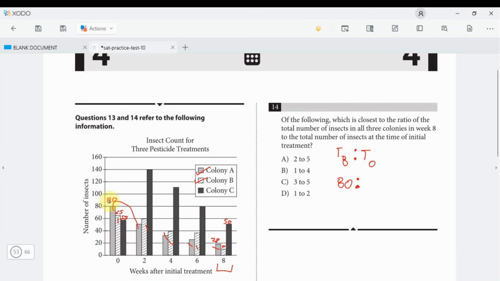So 80 and 65, that is 145, and 55 is 200. And so now we realize that the ratio is 80 to 200. The zeros cancel, and then 4 into itself, 2 times, 4 into 25, 5 times. So it's 2 to 5. Option A. Easy. Nice.